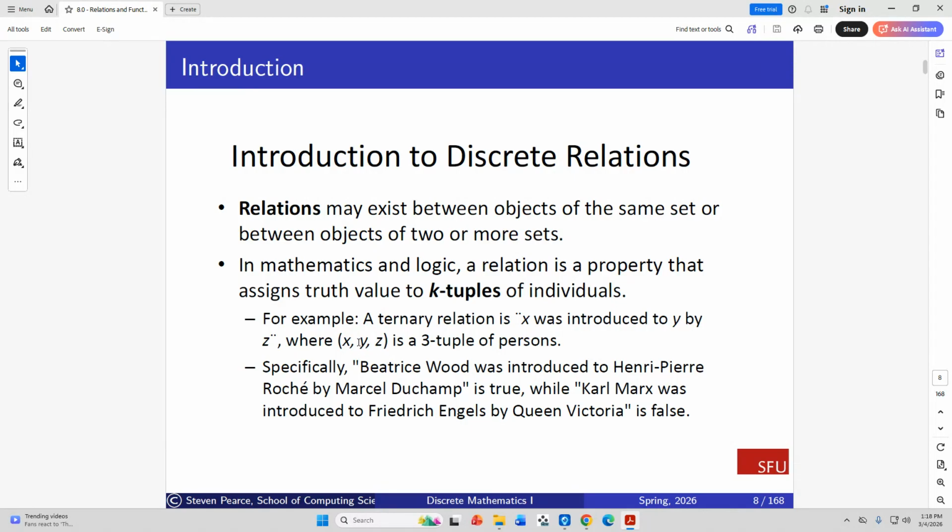If it's just x, y, then it's a binary relation, and that would be the real plane. Okay, so specifically, what are we saying here? "Beatrice Wood was introduced to Henri-Pierre Roché by Marcel Duchamp" is true, while "Karl Marx was introduced to Friedrich Engels by Queen Victoria" is false. That's something I want you to look at and think about. It's simply the logic behind these relations.